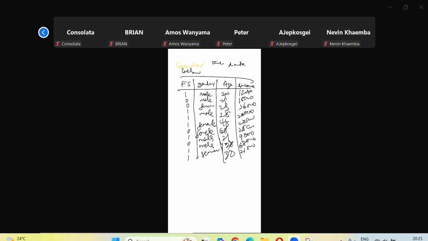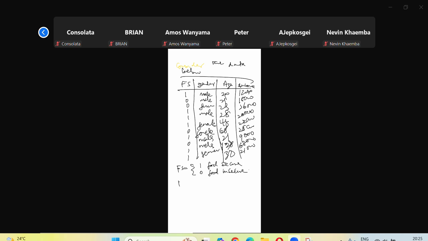So if you are to write down the model, how do we write it? FS, food security, is equal to 1 or 0. Is that okay? Maybe 1 means food secure, and 0 means food insecure. Is that okay? Yes.